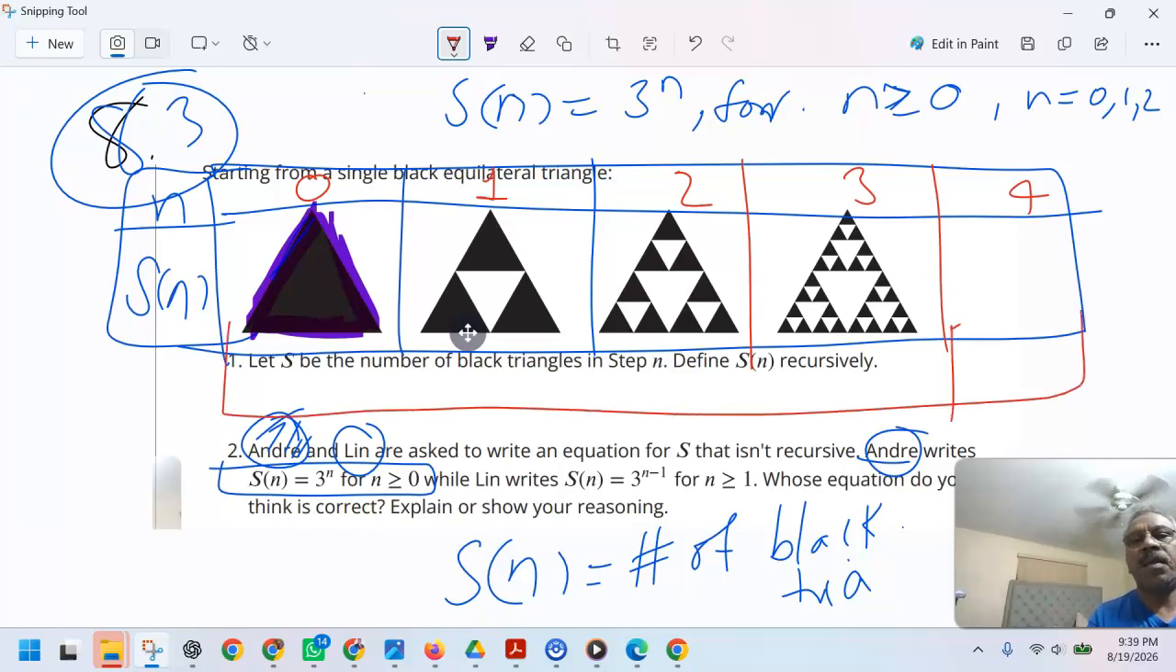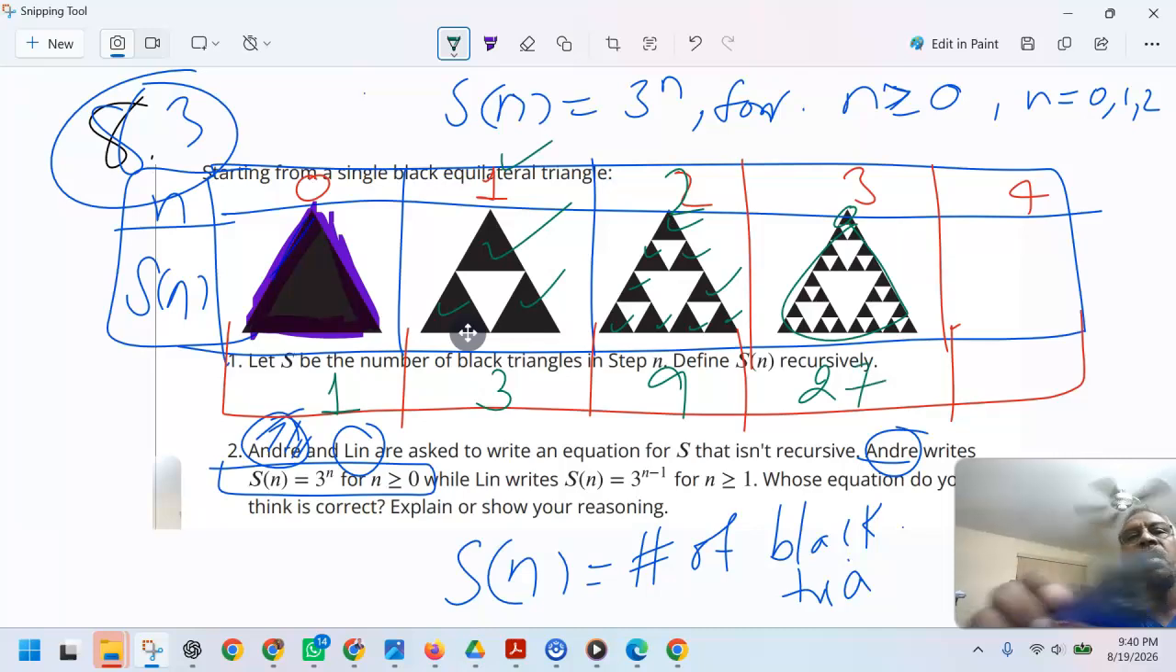So Andre says the answer for the first one. Let's put the answer also. So he writes, okay, there's one black triangle. Then in step 1, he says 1, 2, and 3, so 3. In step 2, it is 1, 2, 3, 4, 5, 6, 7, 8, 9. So there are 9. And then if you count all this, there are 27. And you can see there is a trend. Andre notices there is a trend.